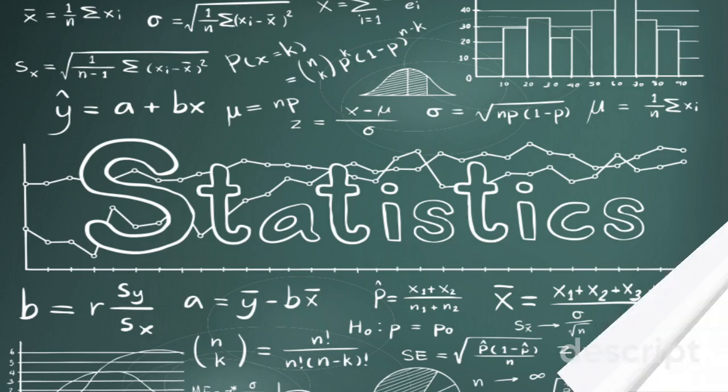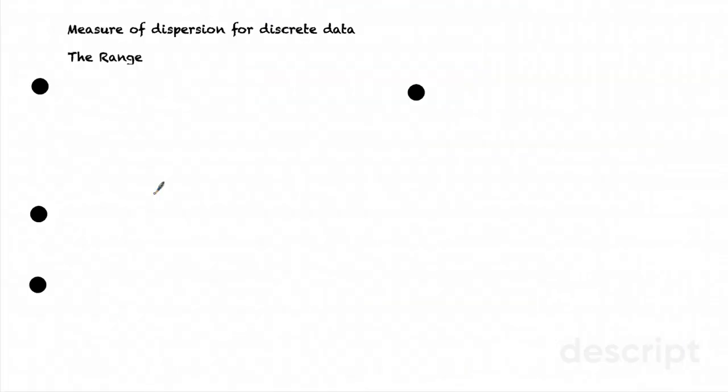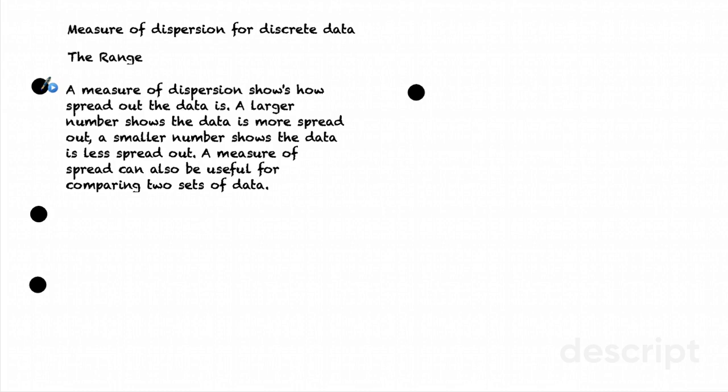Hello. In this tutorial, we're going to look at measures of dispersion for discrete data. A measure of dispersion shows how spread out the data is. A larger number shows the data is more spread out, and a smaller number shows the data is less spread out. A measure of spread can also be useful for comparing two sets of data.